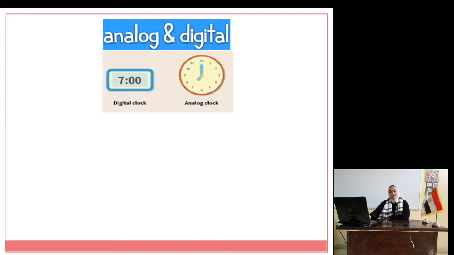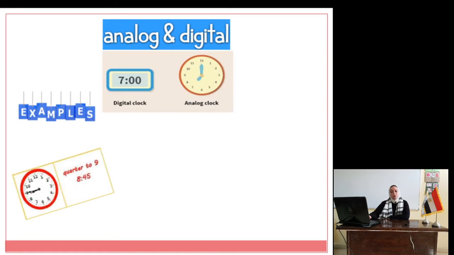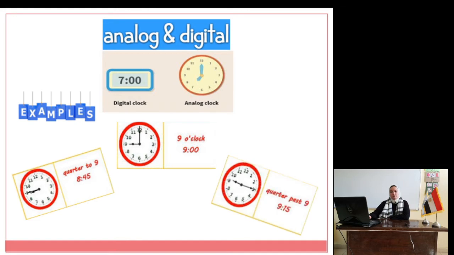Now we are going to have an example. Here, the two arms are on the 9, so we can read the clock as 8:45. And in the digital clock, we are going to write it 8:45. The next picture we have, it's 9 o'clock because the long arm is on 12. So when the long arm is on 12, we always say o'clock. And we can write it in the digital clock 9 and 00 beside it.